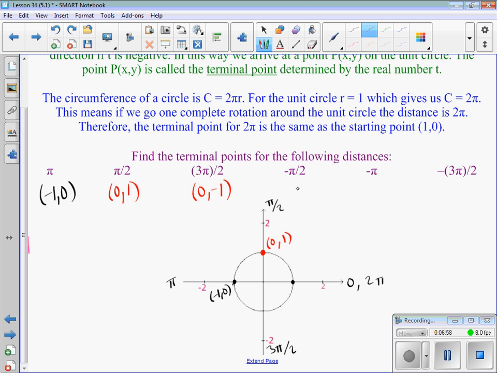-pi over 2. Yeah, instead of going counterclockwise, I'm going clockwise. So if I go clockwise pi over 2, where does it land? It lands right here, doesn't it? Okay, so -pi over 2 lands at the coordinates 0, -1 again.